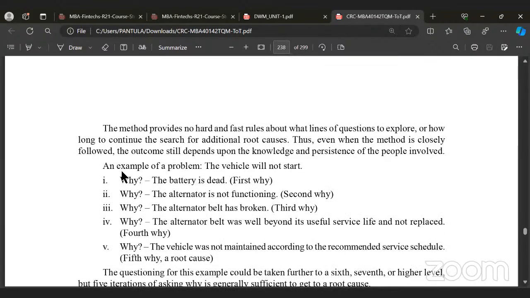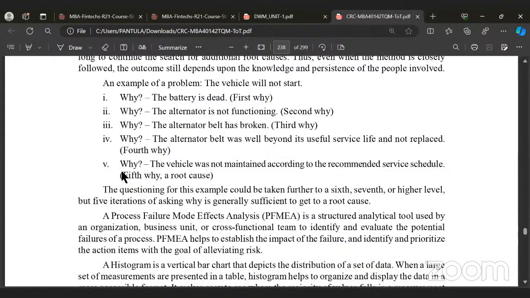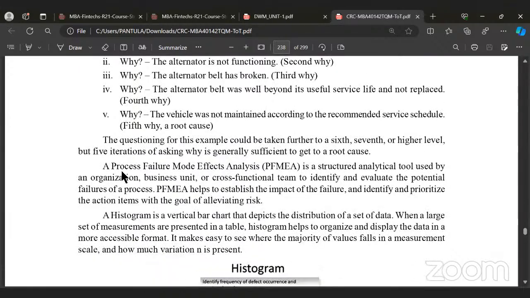Root cause: why. Five Whys. Why? The battery is dead. First why. And the second why is the alternator is not functioning. Third why is the alternator belt has broken down. So the fourth why is the alternator belt was well beyond its useful service life and not replaced. So the fifth why is the vehicle was not maintained correctly according to the recommended service schedule. So, why root schedule.